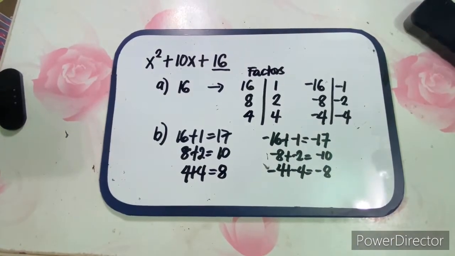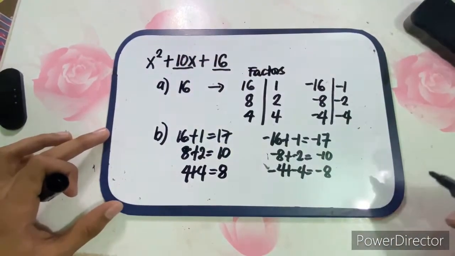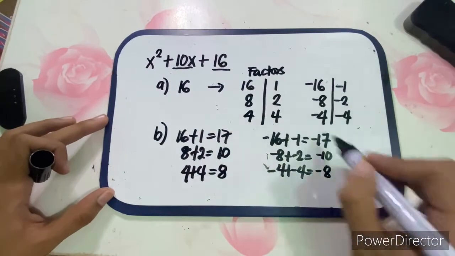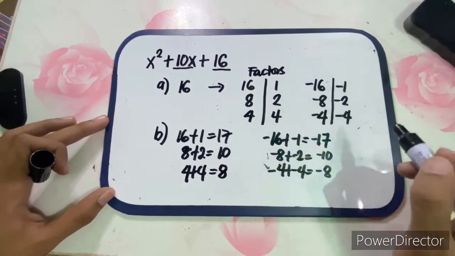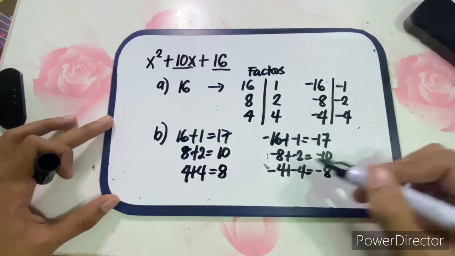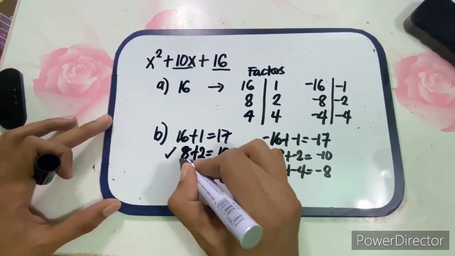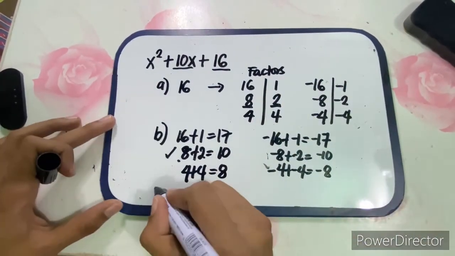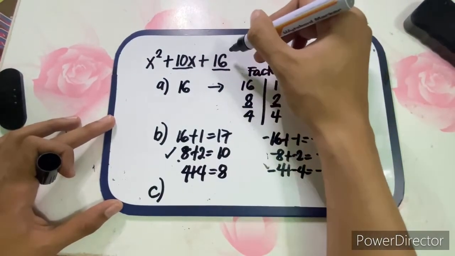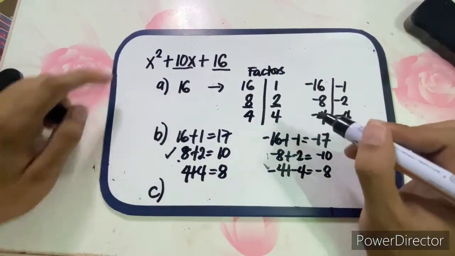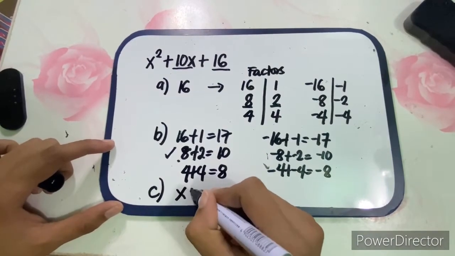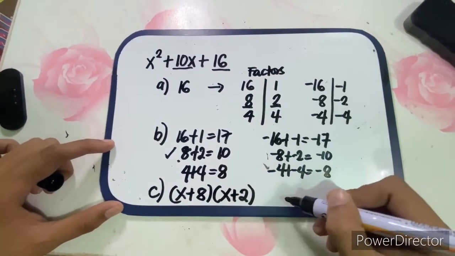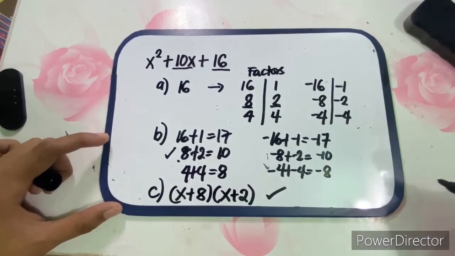Now, you will go to the second term, 10x, or the numerical coefficient, which is 10. Now, which of these has the result of 10? If you observe, you will get the positive 8 and the positive 2. Since we expect that the factors are 2 binomials, you can write here x plus 8, x plus 2. So these are the factors.